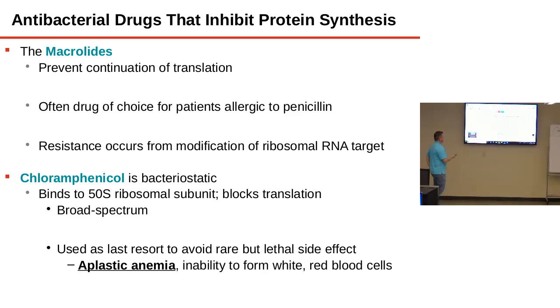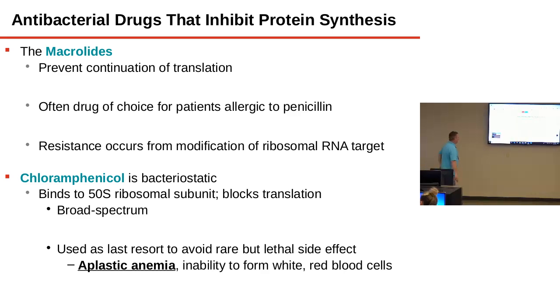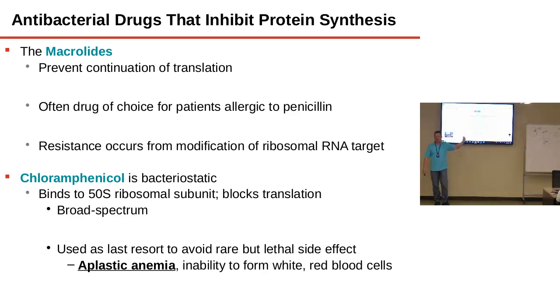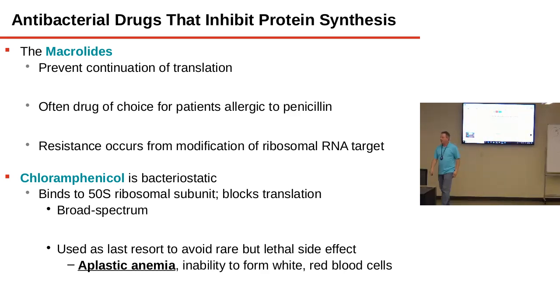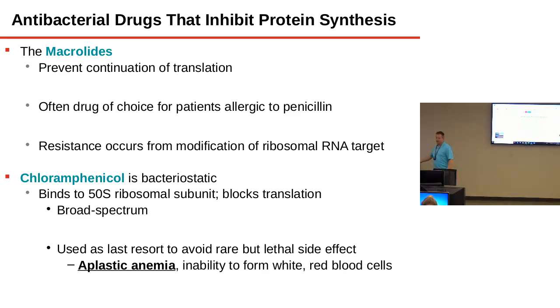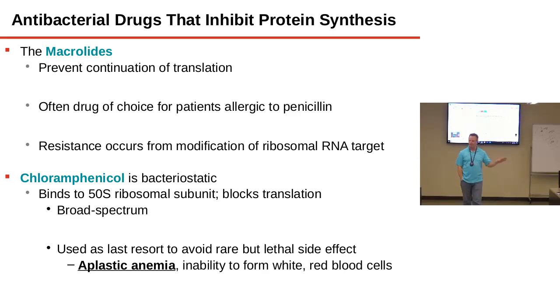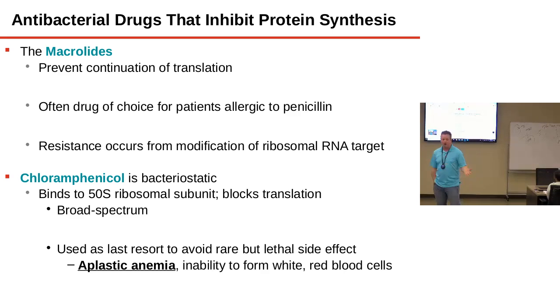All right, so macrolides, these are a pretty popular class of drugs. They prevent continuation of translation. So same thing, they're all shutting down translation at some point. These are going to be the drug of choice for people that are allergic to penicillins. So we're at a completely different class of drugs, nothing related to penicillin, because remember the amoxicillins, ampicillins, methicillins, all related. So if you're allergic to one, more than likely you're allergic to all the others too.